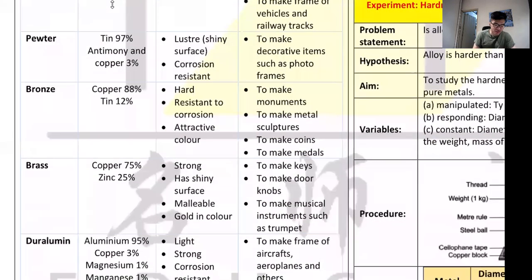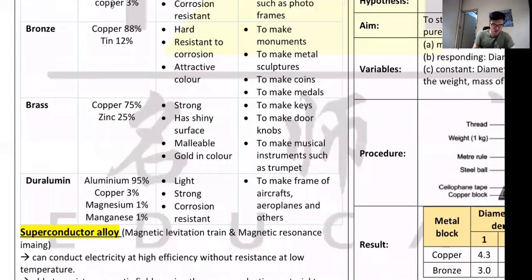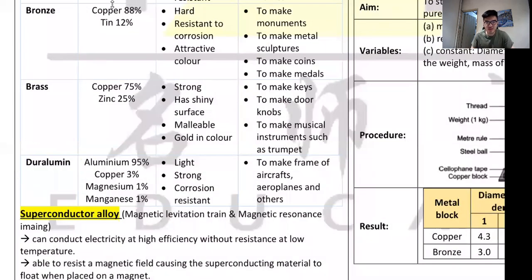Okay, what is bronze? Bronze and brass are basically cousins because they use copper, but the additive they add is different. Bronze uses tin, and brass uses zinc. So the color is also different. Bronze is copper color, basically reddish brown. Brass is yellow. Your trumpet, your musical instrument, is made from brass. And then your duralumin, aluminium, you use this to make aircraft, to make planes. Basically, if you want something lightweight, you will use duralumin.